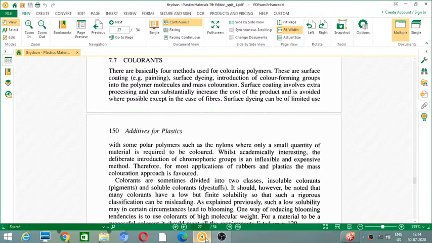Today we'll see the topic colorants. There are basically four methods used for coloring polymers. So there are actually four methods, and namely number one, surface coating, which is painting. So we all are familiar with painting. Then number two, surface dyeing. Number three, introduction of color forming groups into the polymer molecules. And number four, mass coloration.